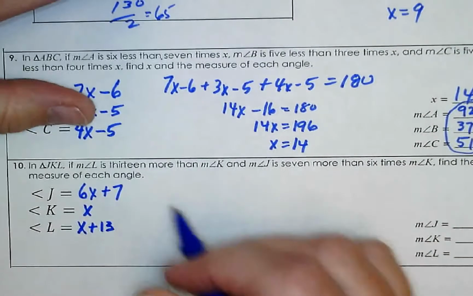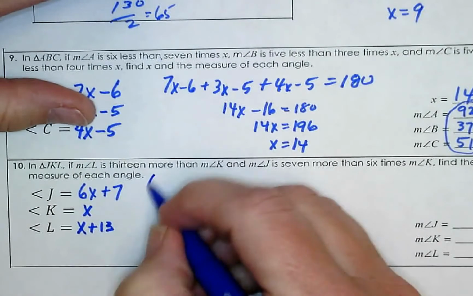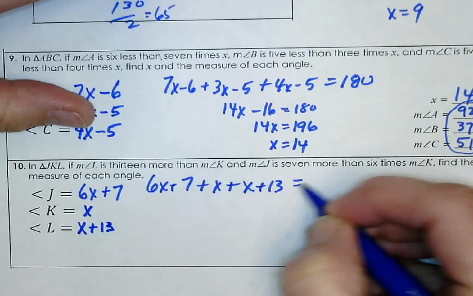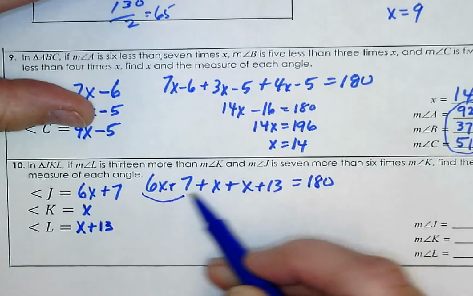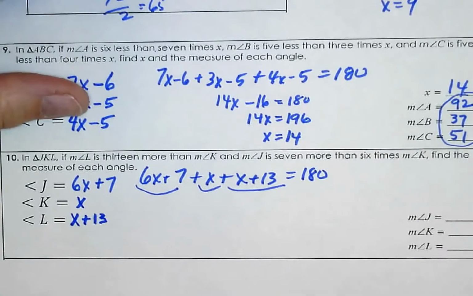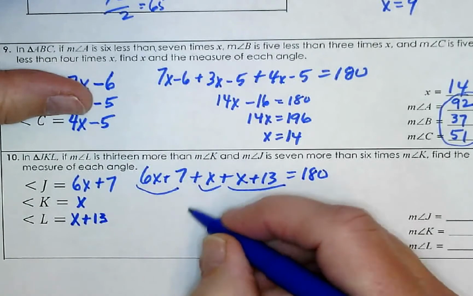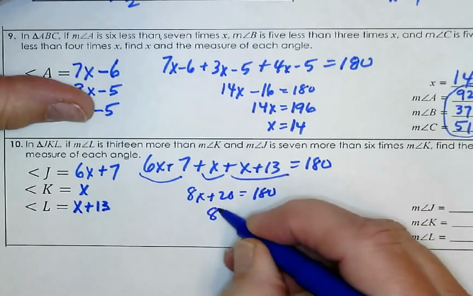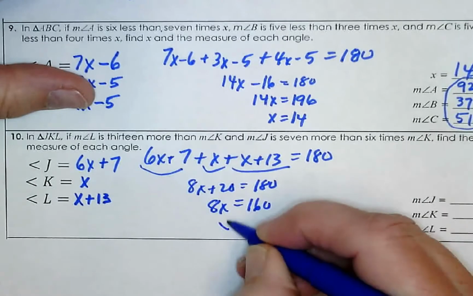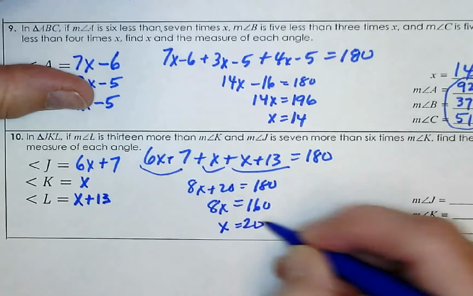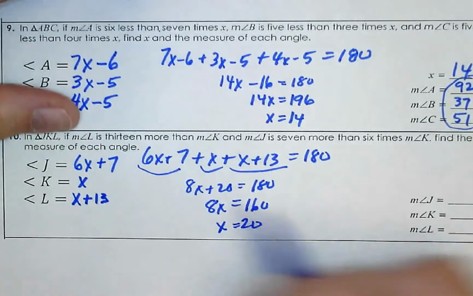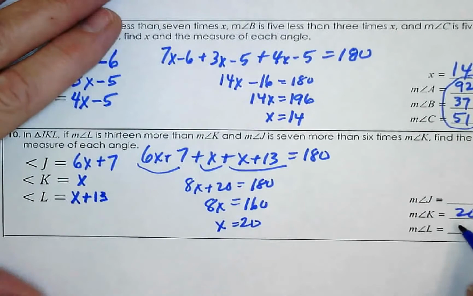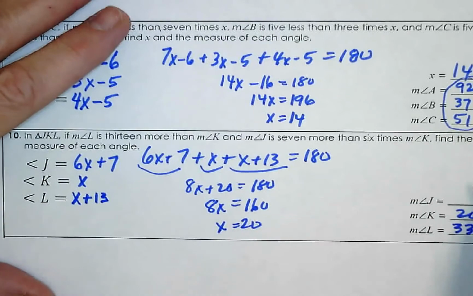Find the measure of each angle. Here's my three angles. I'm going to add them together. The total of my three angles is 180 degrees. Put like terms together. So if x is 20, I'm going to go back and plug these in. Angle L is going to be 33, and J then is going to be 127.